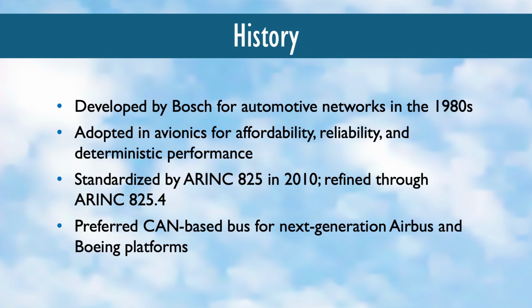ARINC-825.1 was released in 2010 to standardize how CAN is used in avionics. The most recent revision, ARINC-825.4, further refines the specification. Today, ARINC-825 is the preferred CAN-based bus for next-generation Airbus and Boeing platforms.